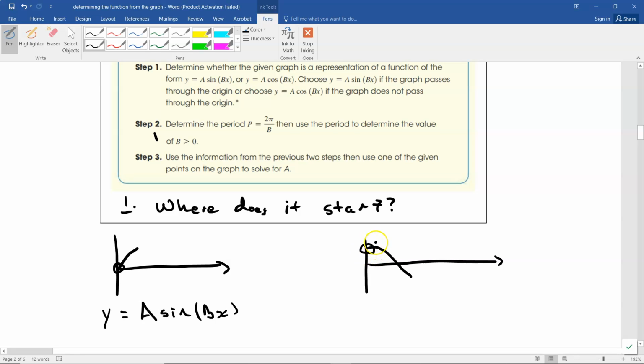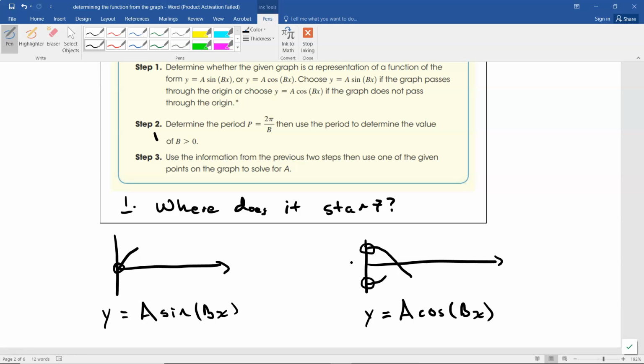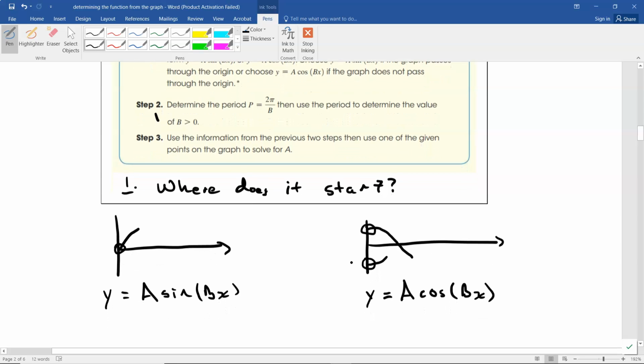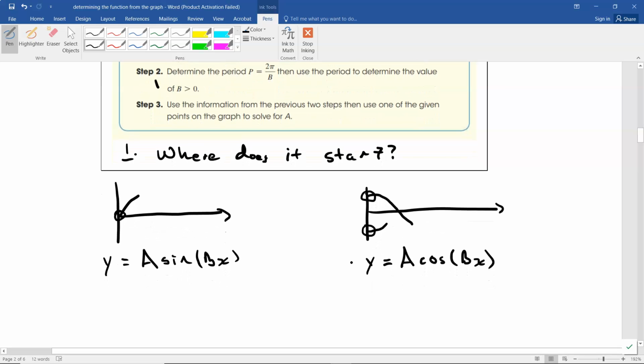If it does not start on the 0, it starts up here, then we should be talking about y equals a cosine bx. Because remember, the cosine y-intercept was +1 when you were dealing with a positive cosine function, and -1 when we were dealing with a negative cosine function. Okay, so now step 2 is going to be basically the opposite of this. So in step 1, we're talking about where it starts to get the form of this graph.